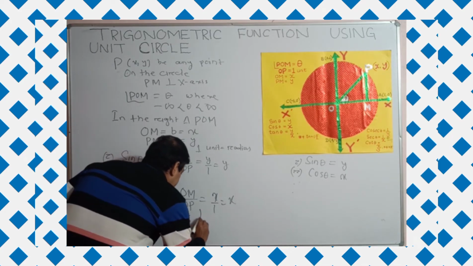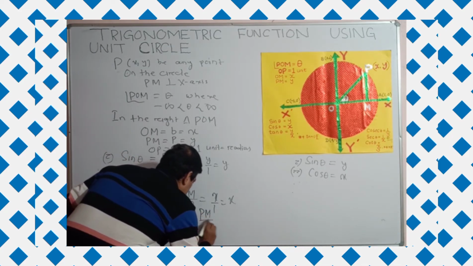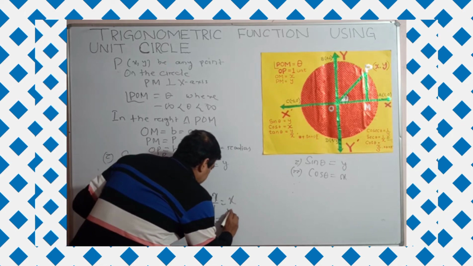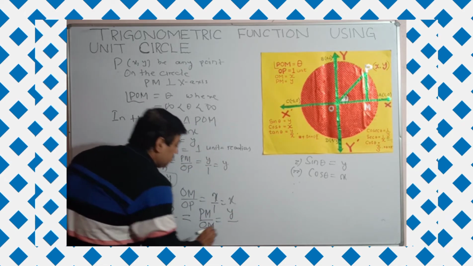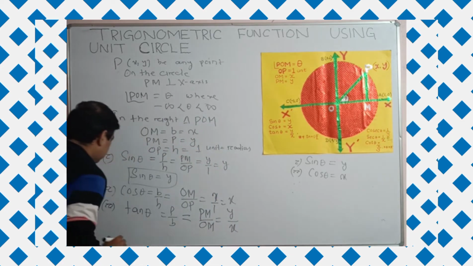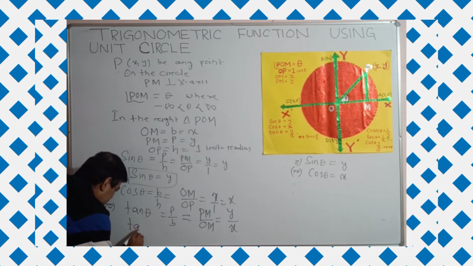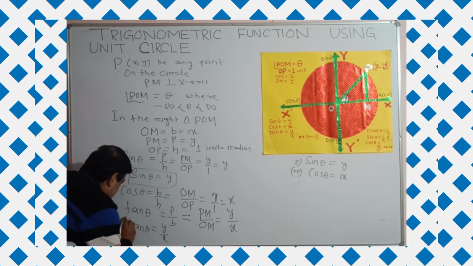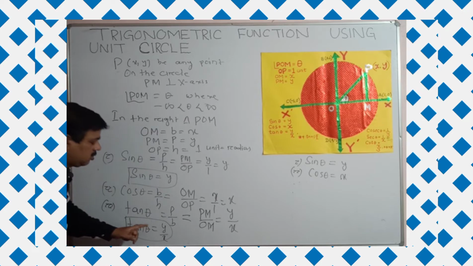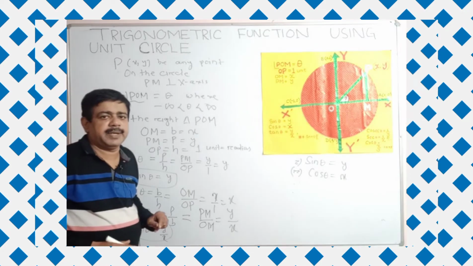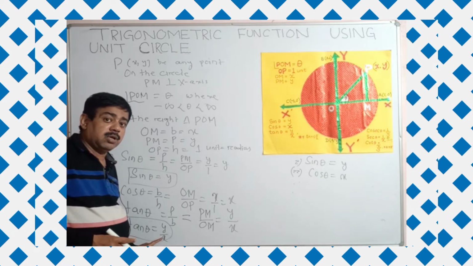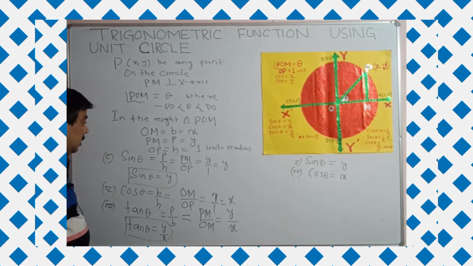So PM upon OM, and PM means what? Y, and OM means what? X. So here you got tan theta, and tan theta is equal to Y upon X. Student, here one condition you will see, because tan theta is a ratio Y upon X, X is never 0. X should not be 0. Okay, understand?